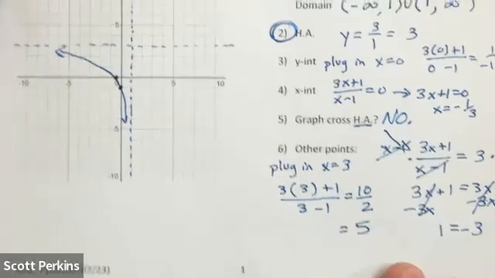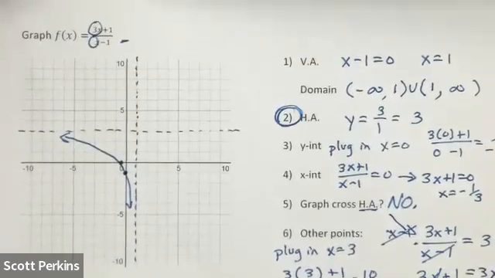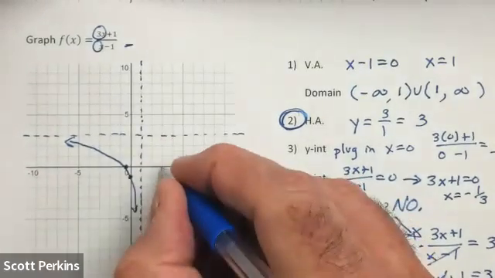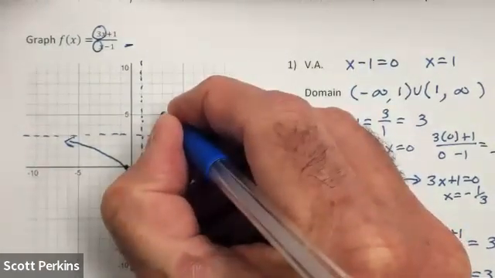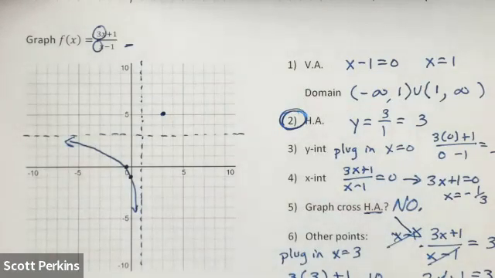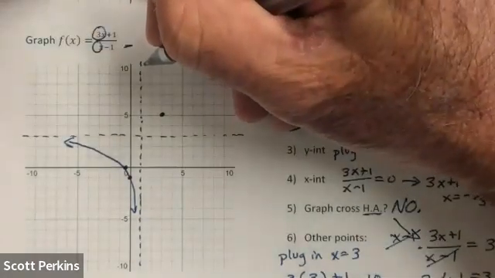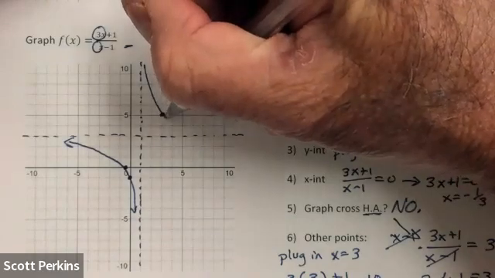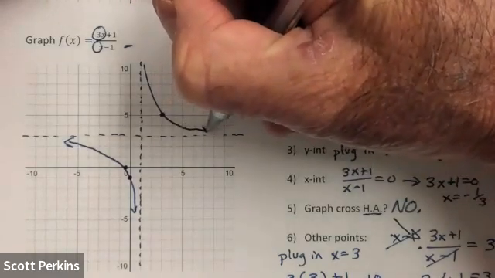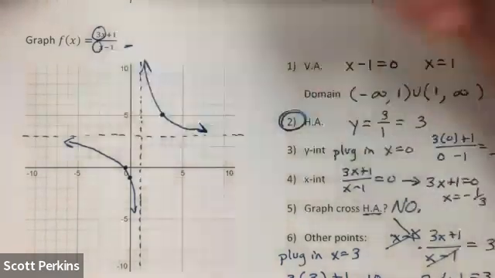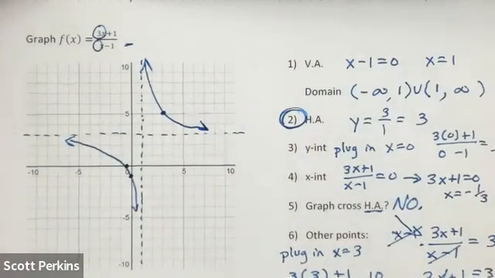So I'm going to plot that, and then I'm going to one more time use the fact that the asymptotes determine the behavior of the graph, and I'm just going to use that to set my boundaries, and here goes, and there is my graph of my rational function.